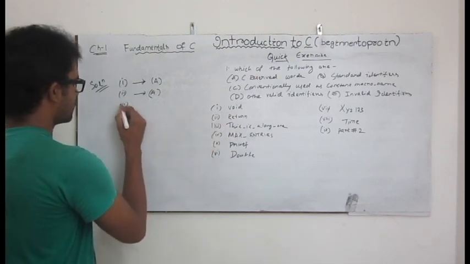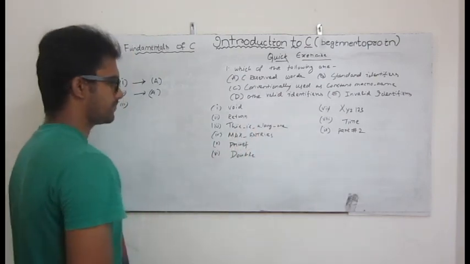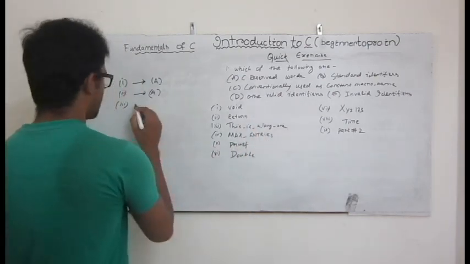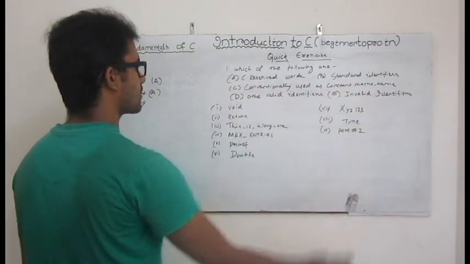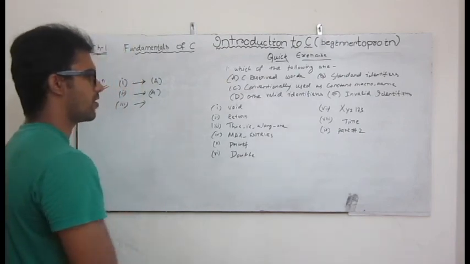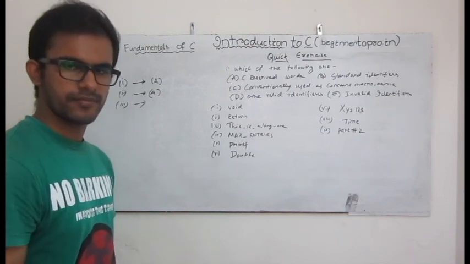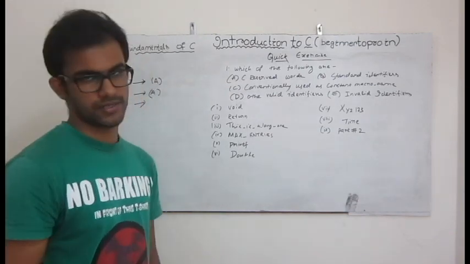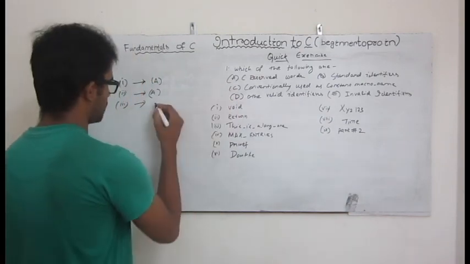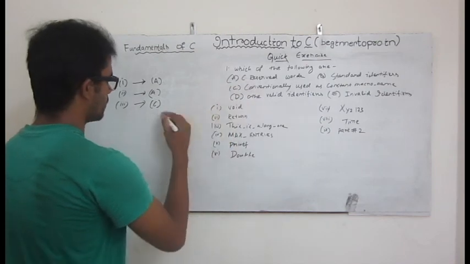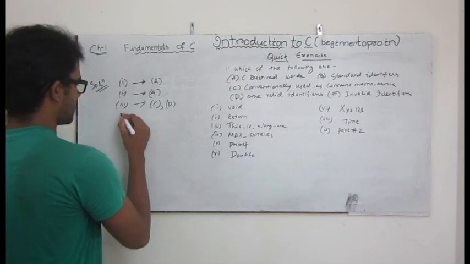Third one. This is a long one. It can be conventionally used as a constant macro name or other valid identifiers, because a valid identifier must consist of letters, digits, and underscore. So the answer may be C or other valid identifiers.